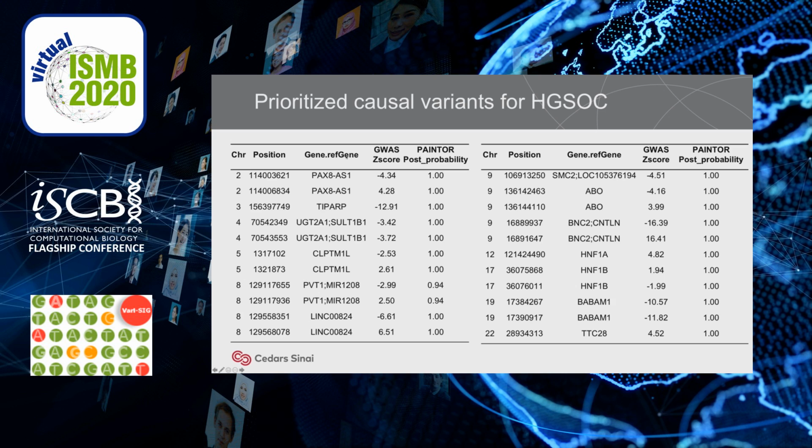We found several of their nearby genes have been reported in literature. So for example, PAX8 is a well-known transcription factor overexpressed in ovarian cancer. PVT1 has been shown to promote ovarian cancer progression. On the right-hand side, SMC2 and BABAM1 have been linked to eQTLs in the GTEx ovary and TCGA ovarian cancer databases.